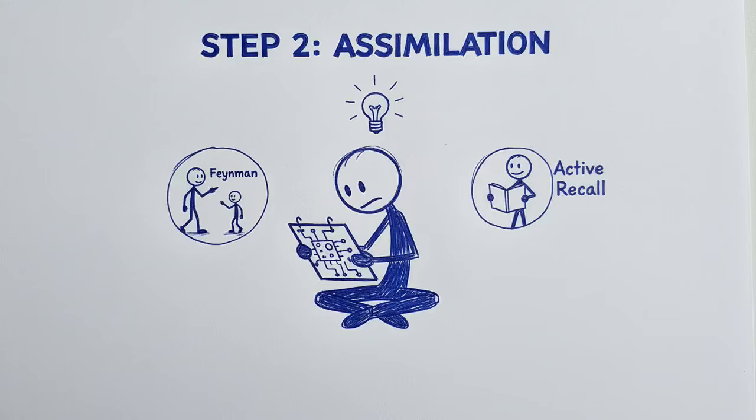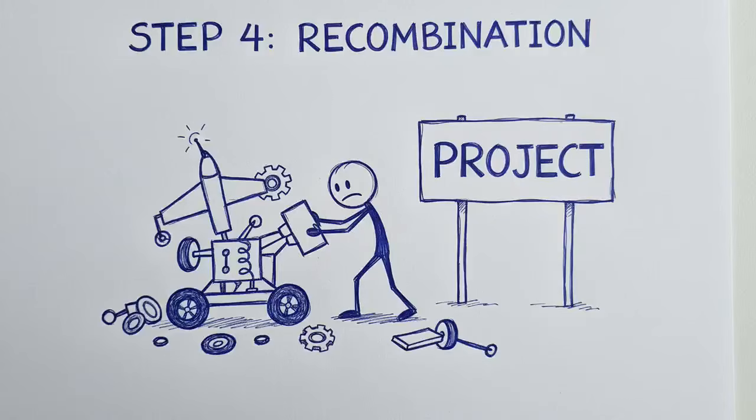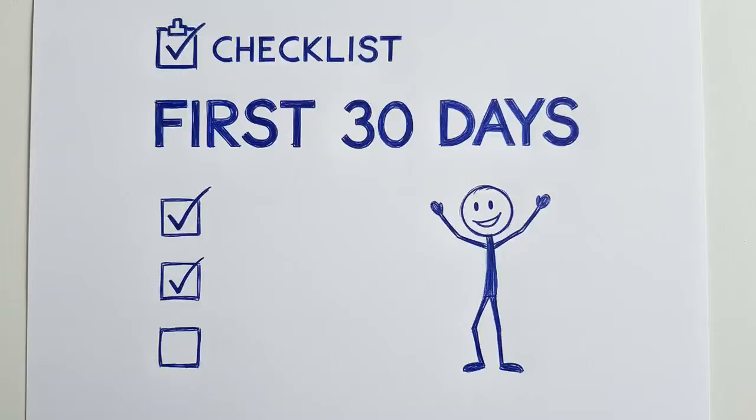Step 3 is to link by asking, "What does this remind me of?" and building a web of connections between new and existing knowledge. Step 4 is to recombine by using project-based learning to combine your skills in new ways and build something tangible. To make this even more concrete, here is a first 30 days checklist for learning any new skill.